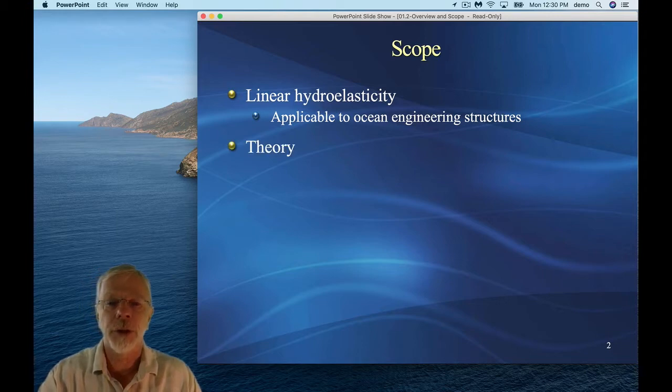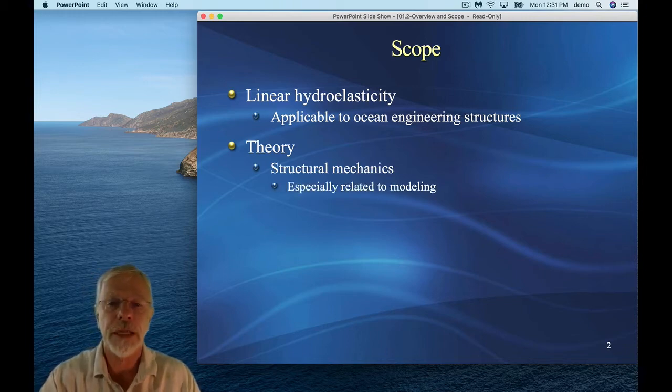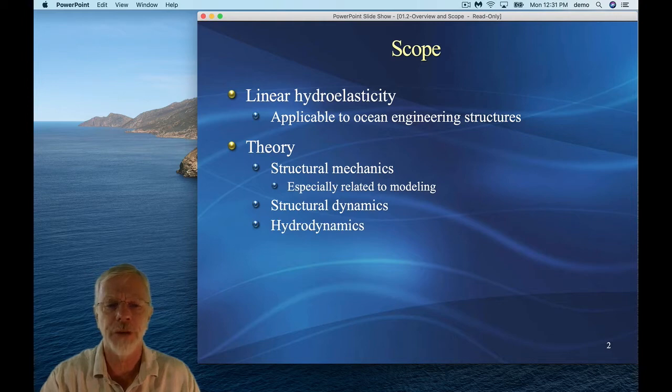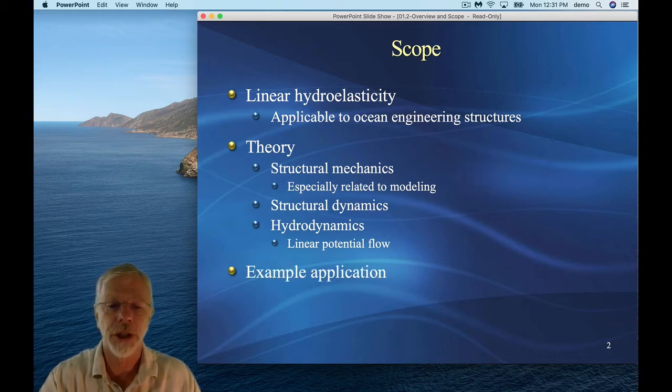The theory that I'm going to go over, I need to go over basic theories in structural mechanics, especially related to modeling of the structure, because that's very much key to a successful hydroelastic analysis. I need to review some basic concepts in structural dynamics and, of course, in hydrodynamics. That's going to focus on linear potential flow. As I mentioned in the previous video, most implementations of linear hydroelasticity use linear potential theory.